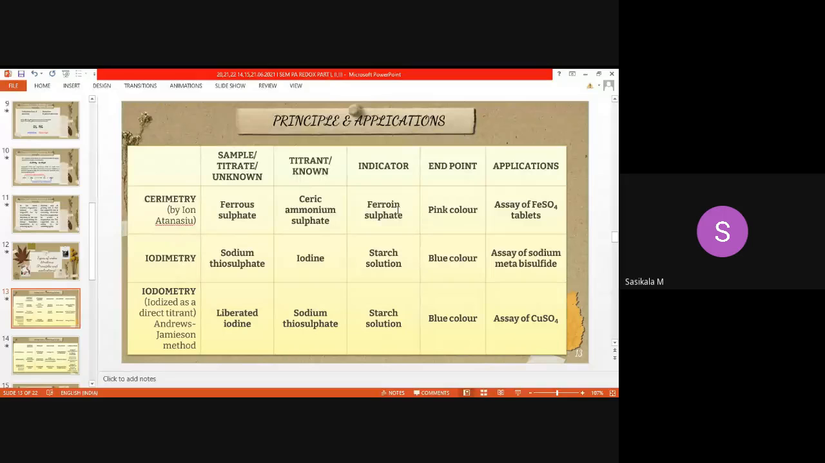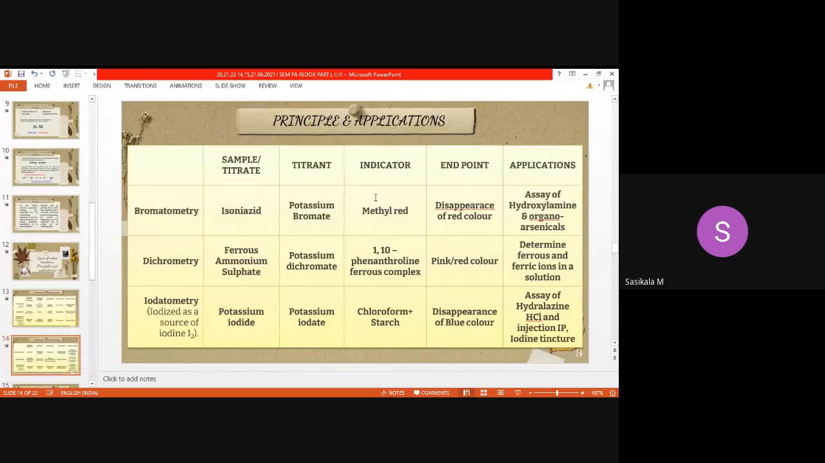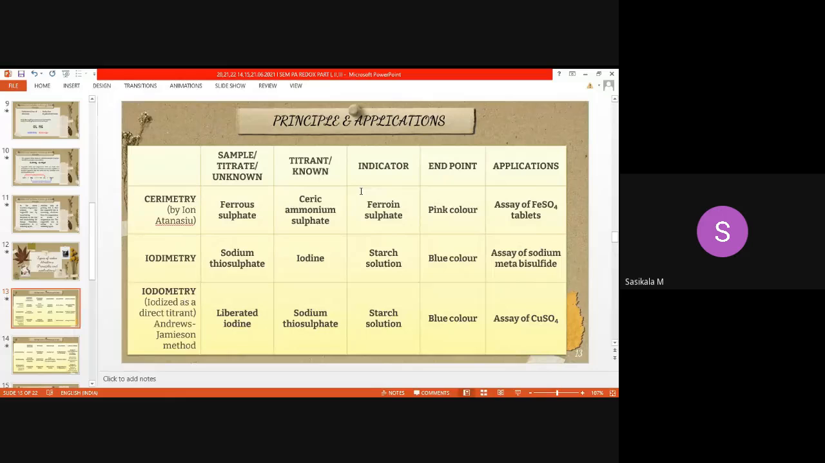Here the indicator is known as ferroin sulfate. Ferroin is nothing but, as you can see, the 1,10-phenanthroline ferrous complex. The phenanthroline ferrous complex is known as ferroin. So ferroin sulfate is used as the indicator in cerimetry. The appearance of a pink or red color at the end point, based on the intensity of color, will be the end point color. It will show the end point of the titration, that is, the redox reaction between ferrous and ferric ammonium sulfate.